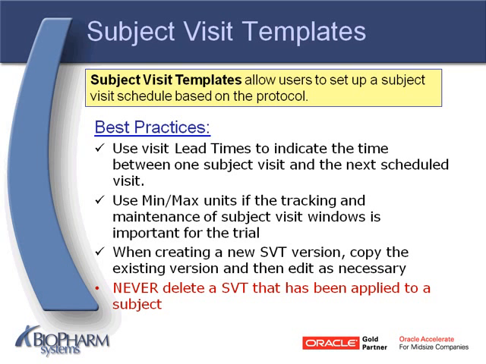We also recommend that you use min and max units if the tracking and maintenance of subject visit windows is important for your trial. We will discuss this a bit more in protocol amendments, but when there is a need to create a new version of an SVT for a protocol, the best practice is to copy the existing version and then edit the visits and/or activities as necessary. One important thing to know is that it's quite important that you never delete an SVT if it has been applied to even one subject. Doing so can cause the unexpected disappearance of some related data.